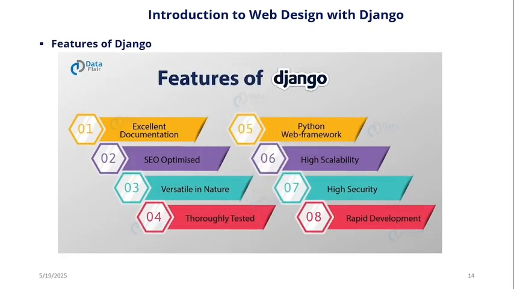So the features of Django are: it is search engine optimized, it is versatile. Django is thoroughly tested, so you don't have to build things from scratch. Just pick building blocks that have been tested and put them together. It is also a Python based framework. Python is a popular, successful, and very versatile language. You can use it for a lot of things, from desktop applications to web applications to embedded applications to artificial intelligence, data science, you name it, Python is there. So it's an advantage. It has high scalability, high security, and fosters rapid development.